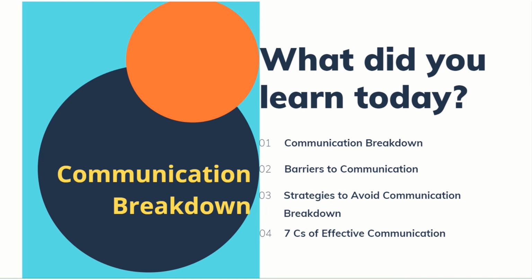And now, my grade 11 students, let's have a quick recap of what you have learned today. We were able to discuss the definition of communication breakdown, and you learned what causes it, which is noise or barriers. You also learned the 3 types of barriers, namely physical, emotional, and linguistic barriers. I also gave you strategies on how to avoid this communication breakdown. And finally, in addition to those strategies, you learned, and I hope you will apply, the 7 C's of effective communication.